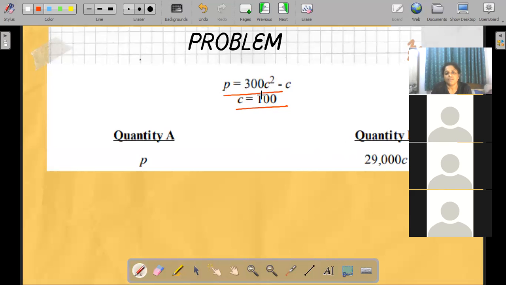I'm subtracting 100 from one number, I'm subtracting 1 lakh from another number. Obviously, the number I'm subtracting 100 from is going to be my larger number, correct? So that means quantity A is greater than quantity B. That means option A is my right answer.